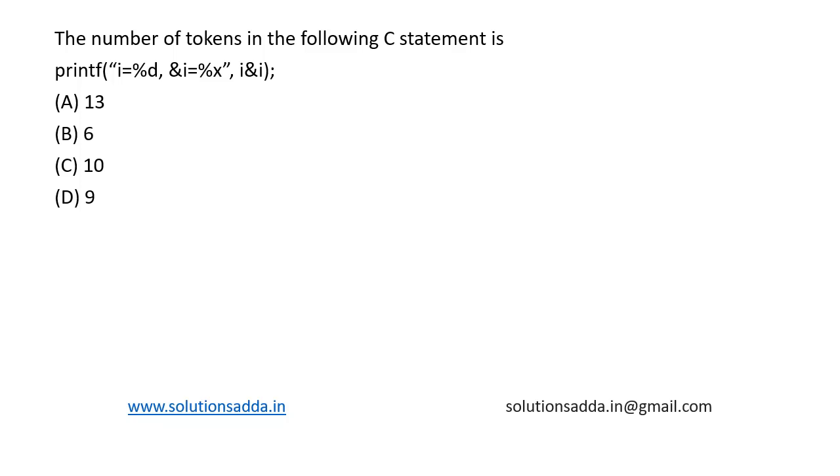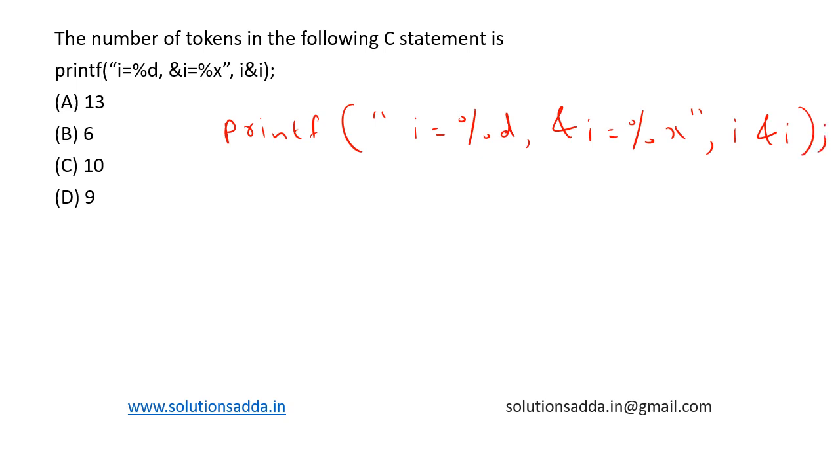This is a question from compiler design. The number of tokens in the following C statement is, and the statement is given. So let's rewrite this statement once again. printf("i = %d, &i = %x", i, &i). This is the statement. So let's count the number of tokens.